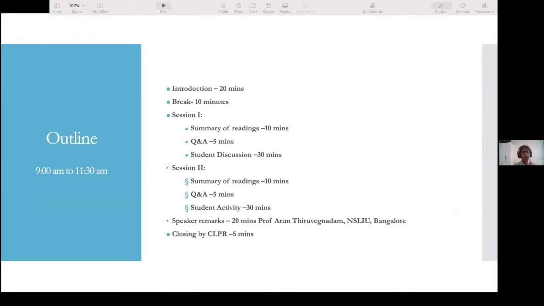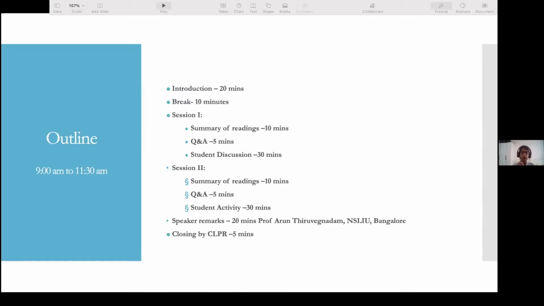is we will have a short introductory, sorry, one second. We will start with an introduction of the readings. We'll take you briefly through the readings, followed by a short Q&A. And then we will have a student discussion for about 30 minutes based on the readings and 2 discussion questions we have. You will apply the readings to the discussion question and answer.